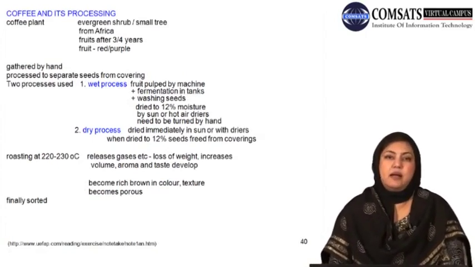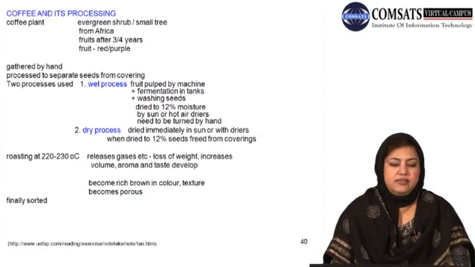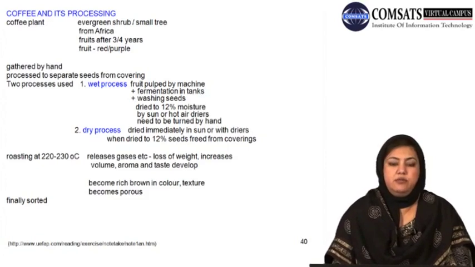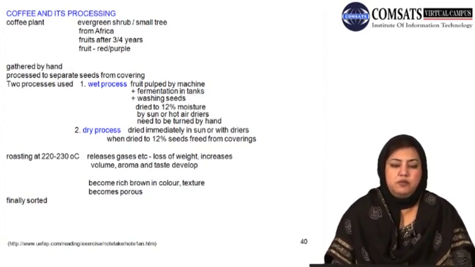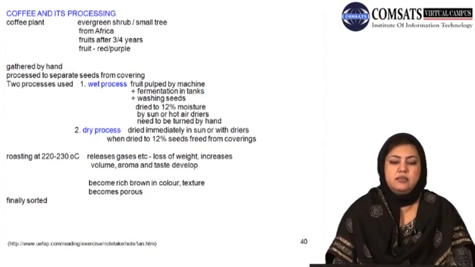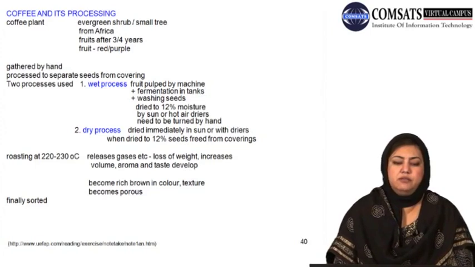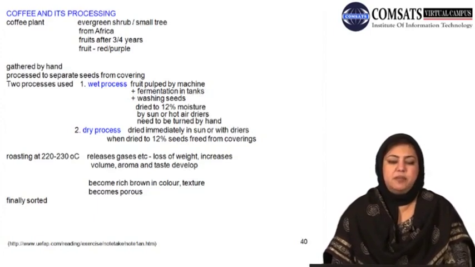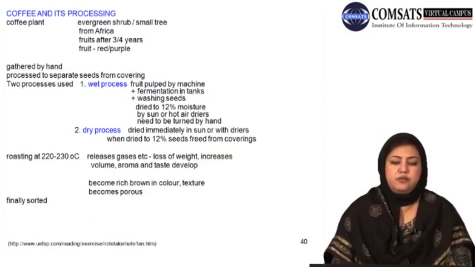At this slide again a sample outline is provided, and you can see at the left indented side 4-5 main points are pointed out, whereas the details for that are created on the right side. So mainly the notes start with coffee plant and important information about it is jotted down. Evergreen shrub, small tree from Africa, fruits after 3-4 years, and the fruit is red or purple in color and is gathered by hand, processed to separate seeds from covering.